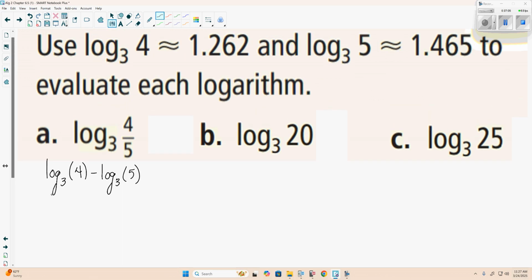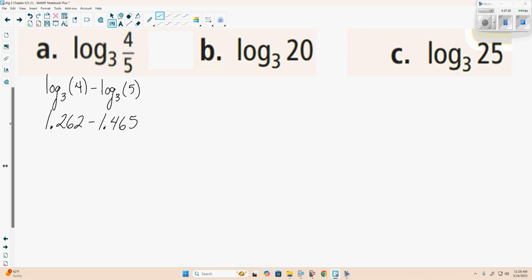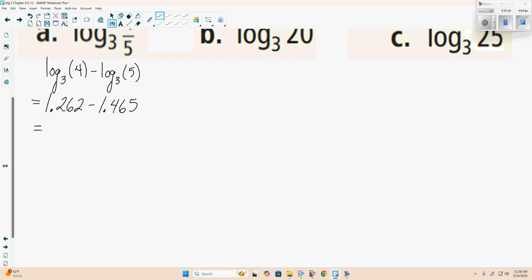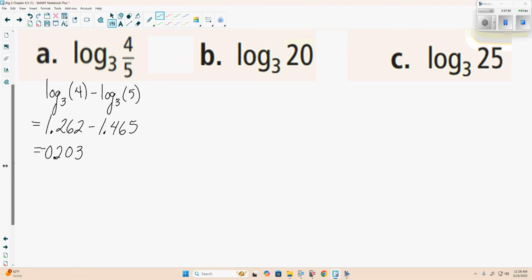Well, log base 3 of 4 is approximately 1.262. And we'll subtract from it log base 3 of 5, which is 1.465. And we subtract 1.465 from 1.262, we should get negative 0.203. Questions on A?